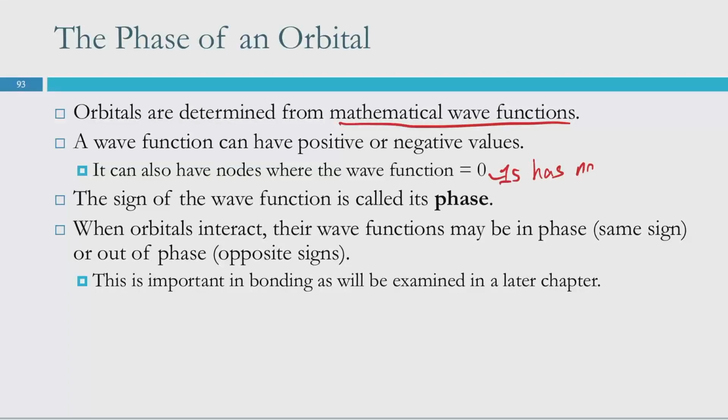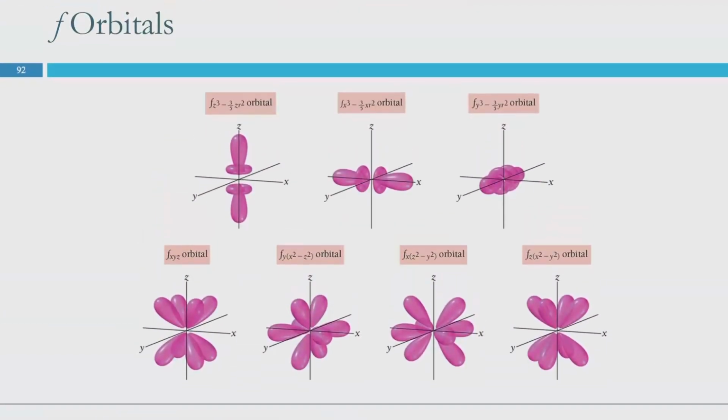Our 1s has no nodes, but we get nodes as we increase our L value. So 2p has 1 node, 3d has 2 nodes, 4f has 3 nodes, for example. That's why they start to look really crazy, because we've got 3, basically like if you took a big knife and you chopped it once for every node. That's why we get such crazy looking things when we get to our F orbitals.